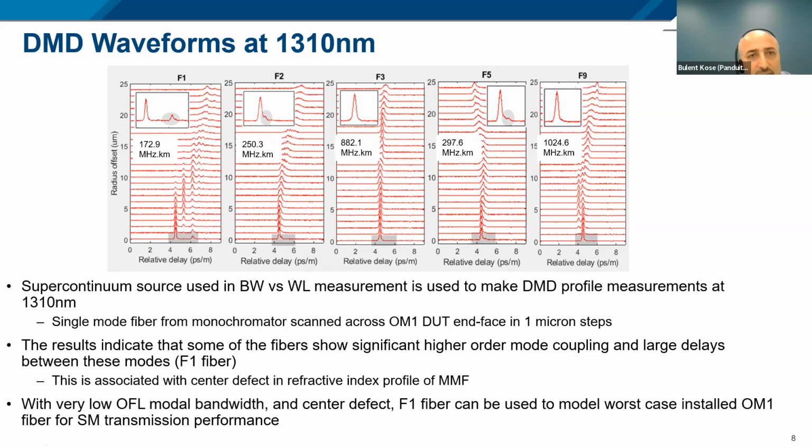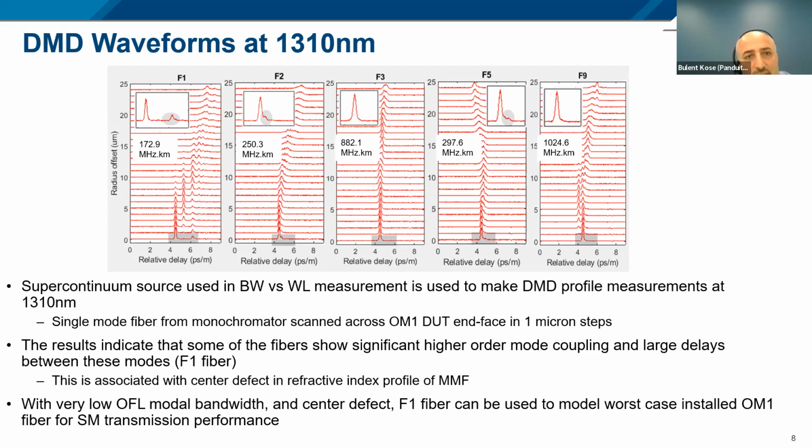And this is important. This is something we call center defect impact. It happens in OM3 fibers, OM4 fibers as well, I guess OM2, OM3 fibers mostly. It's a defect that happens during the manufacturing process, where the refractive index of the center is not very smooth. There's some defect there, and it causes this.